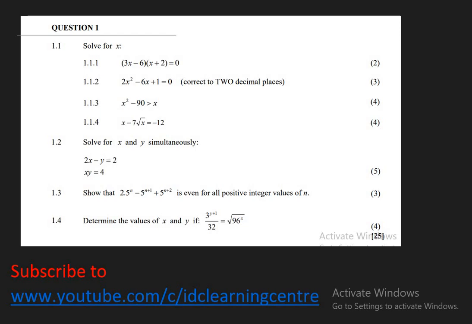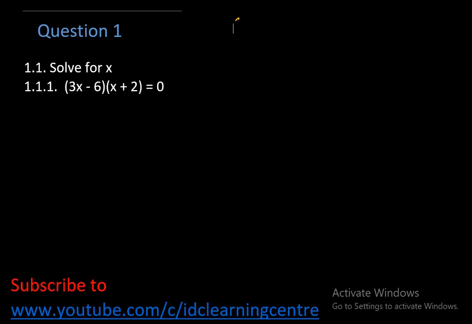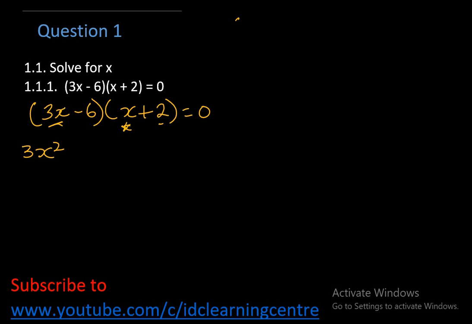On question 1, 1.1.1. How do you solve a question like this? This question says (3x minus 6)(x plus 2) equals 0. So the first thing you need to do is to expand the bracket. Use this first term to multiply each of the terms in the second bracket or parenthesis. 3x times this x will give you 3x squared. 3x times the plus 2 will give you plus 6x.